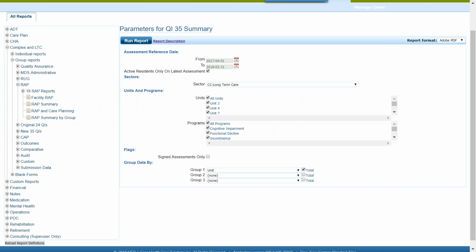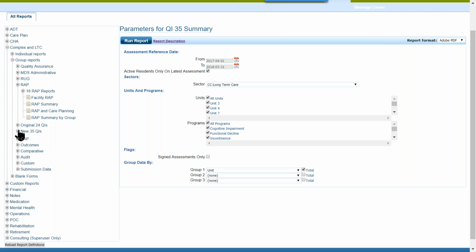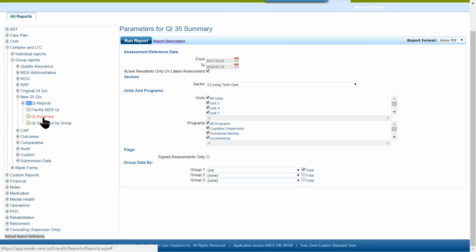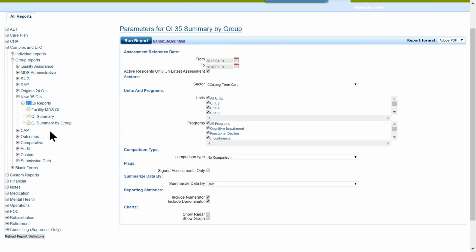So let's just flip back to our report. And we saw that the report that we were looking at there was the 35 QI, and it was this summary report. Now let's move to this one, summary report by group. And again, quality concerns don't happen homogeneously across your facility. One nursing unit may have more problems in a certain area of quality than others. So this report, which is almost identical to the very first report that we ran, but now we're going to look at it in groups, just like we did with RAPS.